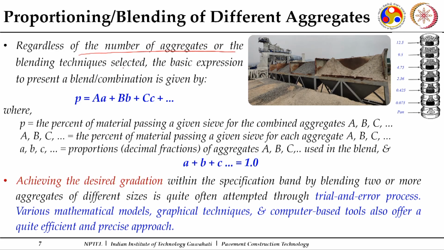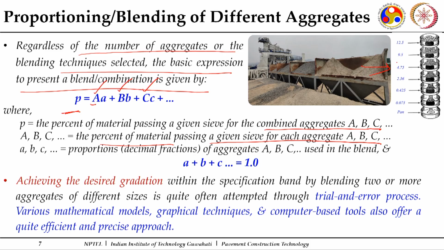regardless of the number of aggregates or the blending technique selected, the basic expression will be given by it. It says P is the percent of material passing any particular sieve size, say 4.75, which is arrived at through a combination of 3 materials: material A, material B, material C. Now, what does capital A stand for here? The percent of material passing a given sieve size for each aggregate.